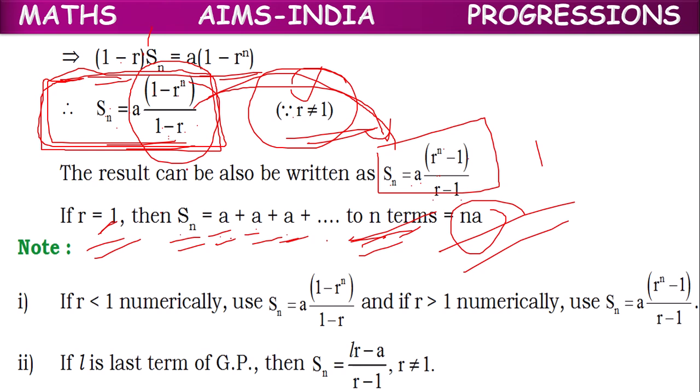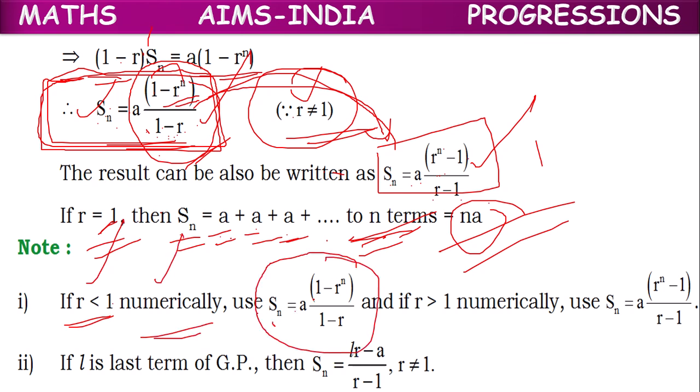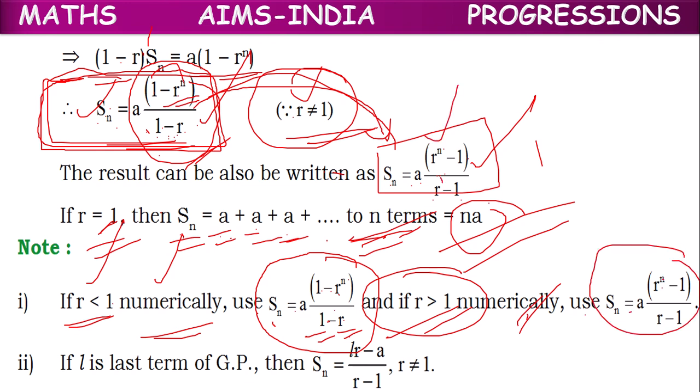But for these two equations, when should we use which equation, there is a slight difference. We can make use of this equation when the R value is less than 1. When R is less than 1 numerically, we can make use of this formula: Sn equal to A into 1 minus R power n by 1 minus R, because here R is less than 1, so 1 will come first. If R is greater than 1 numerically, then we have to make use of this formula: Sn equal to A into R power n minus 1 by R minus 1. R will come first.